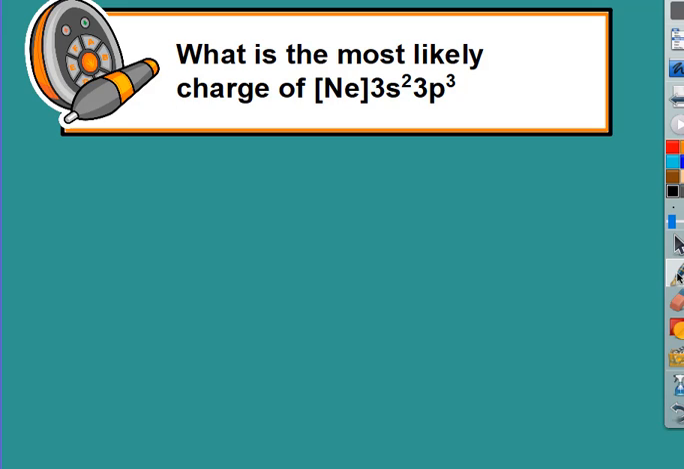So if we were to look at this one, it has 3p3, which means it needs to gain 3 electrons to fill that 3p. Its 2 options are either gain 3 electrons or lose 5 electrons. Well, it's going to be easier to gain 3 than to lose 5. So if it gains 3 electrons, it would have a -3 charge.